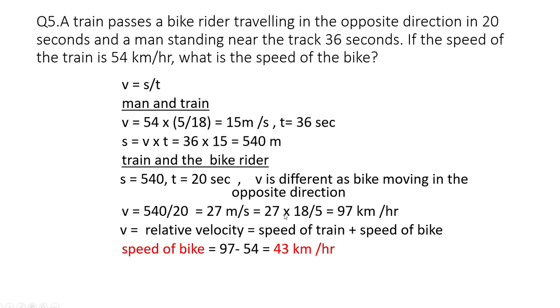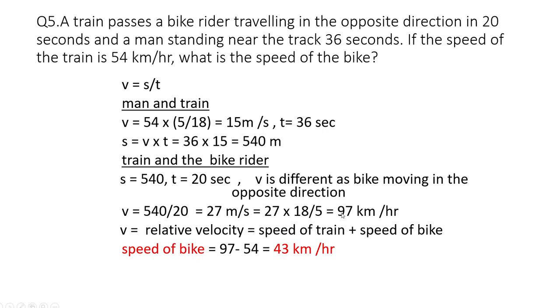Now convert that 27 meter per second into kilometer per hour. 27 into 18 by 5 will give you 97 kilometer per hour. So this is the relative velocity. Since both of them are moving in the opposite direction, the relative speed will be the sum of their speeds. So V is equal to speed of the train plus speed of the bike. So speed of the bike is equal to 97, which is the relative speed, minus 54, which will give you 43 km per hour.